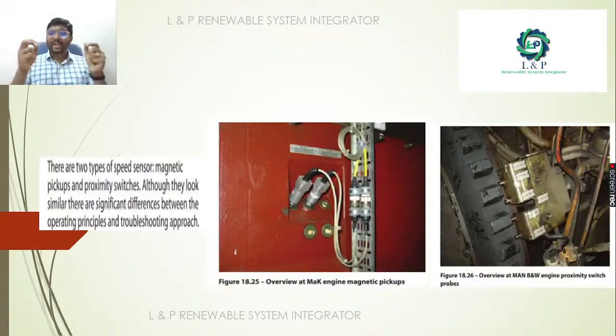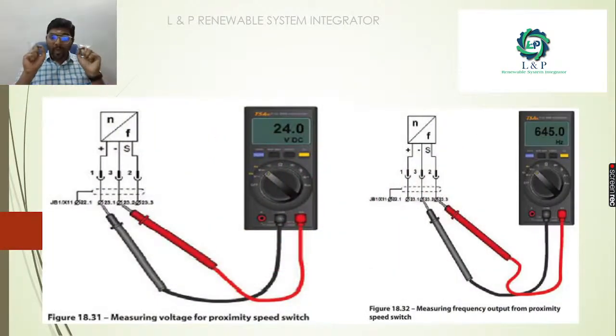There are two different types of speed sensors available in the market. One is the magnetic pickup type and the other is the proximity switching probe. There are many differences between their operating principles and troubleshooting approaches, but still these are often used as speed sensors. If you want to measure a voltage across a proximity speed switch, you need to measure across these terminals. It is converting the speed to a voltage as well as a frequency. If you measure the voltage, it will be 24 volt DC, and if you measure the frequency, it will be in the range of 645 hertz.